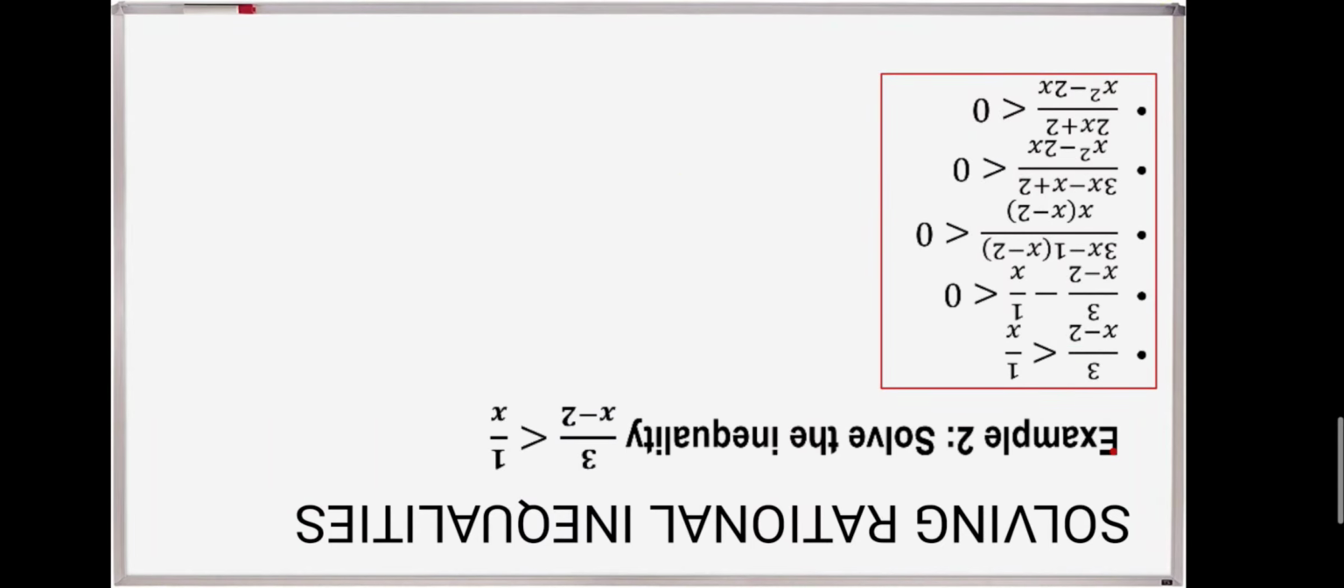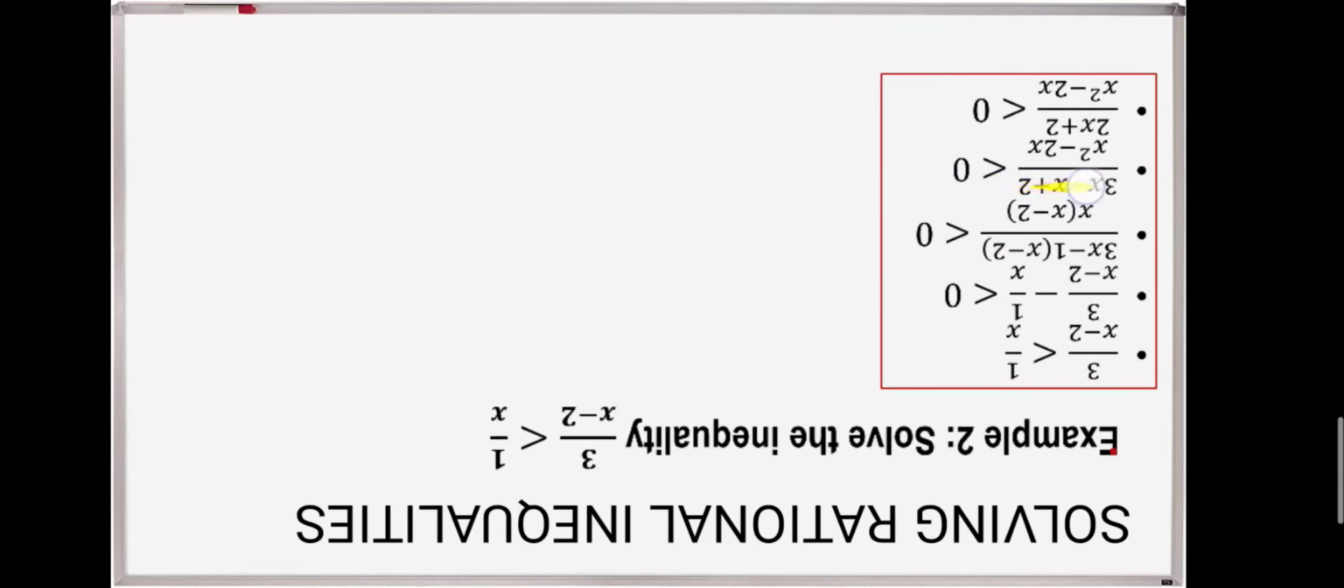Suppose we have this inequality, 3 divided by x minus 2 is less than 1 over x. Okay, so again, you have to make it in general form. So this 1 over x will be transposed to the other side. That's why we have 3 over x minus 2 minus 1 over x is less than 0. Okay, so we have 0 on the right side. So to solve this, you have to find the LCD, and the LCD is x minus 2 times x. Okay, so x times x minus 2.